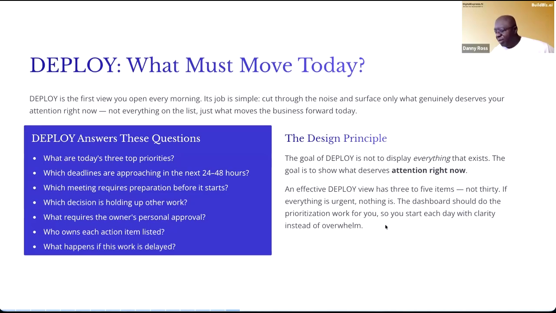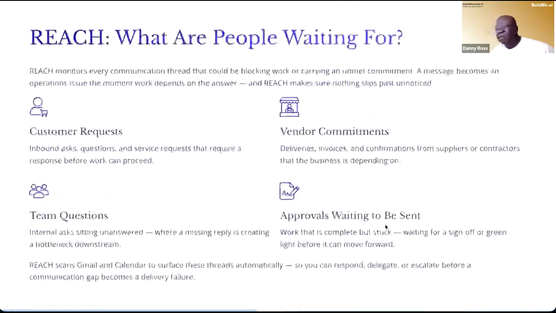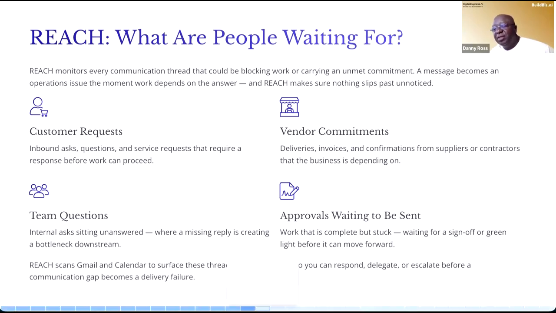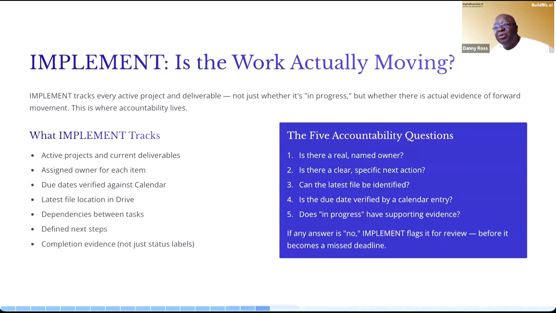So that's where we're talking about getting the day started properly and getting all these tasks lined up. Again, customer requests, vendor commitments, team questions, approvals waiting to be sent. This is the idea of the reach and drive. So these are the things that need to happen from an operational point of view every day. Is the work actually getting done? Active projects. Do we have an assigned owner? Somebody responsible for getting it done? Due dates? All of these things are listed.